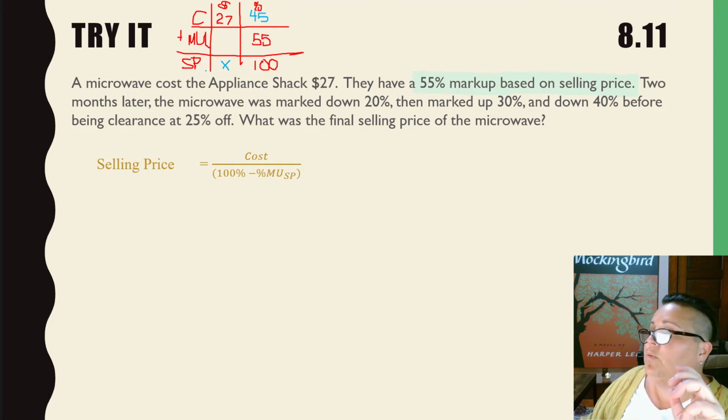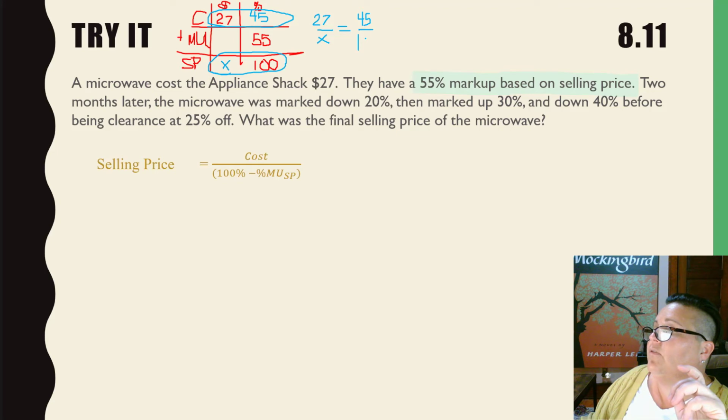So if I'm going to use a proportion, I'm going to look at the first row, which is filled in, and the third row, which is filled in, to write my proportion of 27 over x is going to have to equal 45 over 100. And I'm going to cross multiply that and solve it for x.